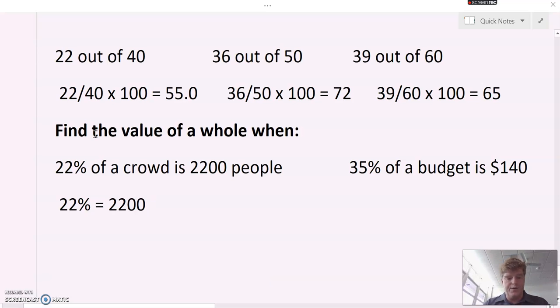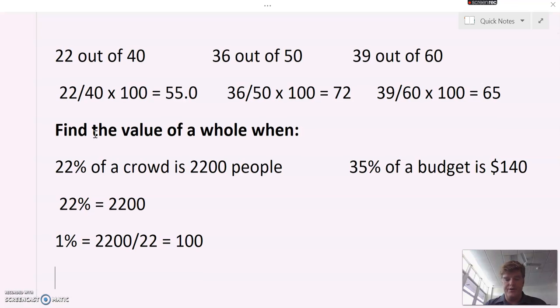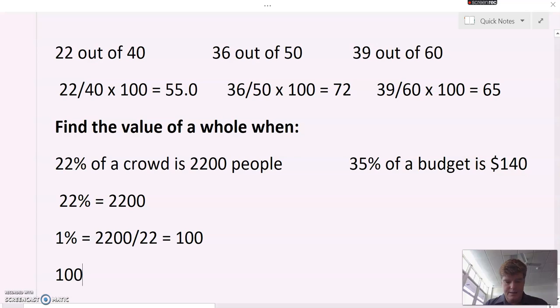So the next thing I want to do is find what 1% equals. So 1% equals 2,200, the 2,200 we had when we had 22%, and we've got to divide it by 22 to go from 22% to 1%, which equals 100. Now, we're trying to find the value of the whole. So 1% equals 100. 100% is going to equal the 100 people we've got in every 1% multiplied by 100 times to go from 1% to the whole. I reckon that should equal 10,000, and that's what the maths tells me there as well.